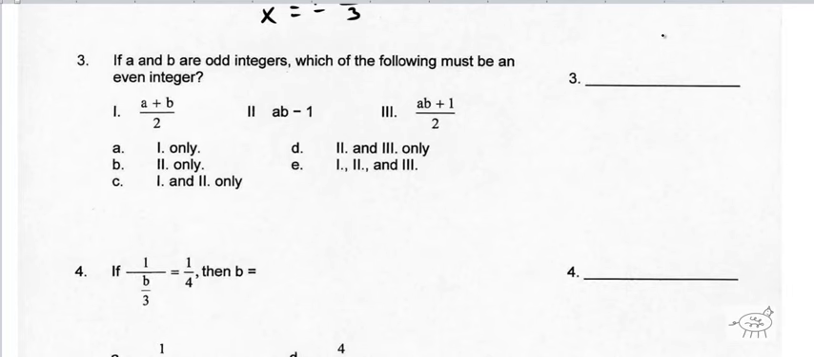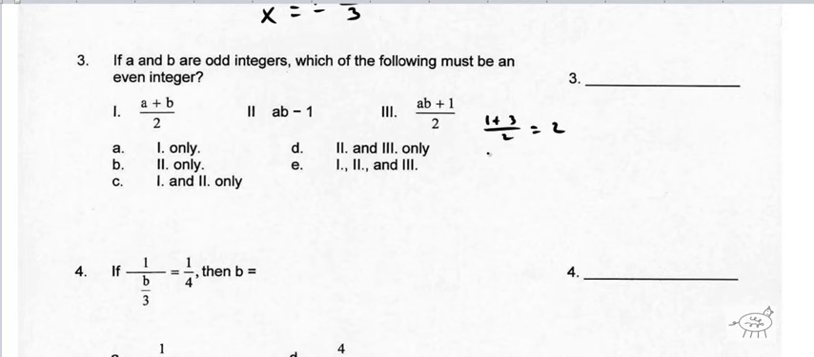All right, number 3. If A and B are odd integers, which of the following must be an even integer? These are kind of difficult. So what I do for these kind of problems is you can plug in a number, if I'm looking for which one's an even integer. Let's look at number 1 there. If I do 1 plus 3 over 2, that's 4 over 2, which is 2.